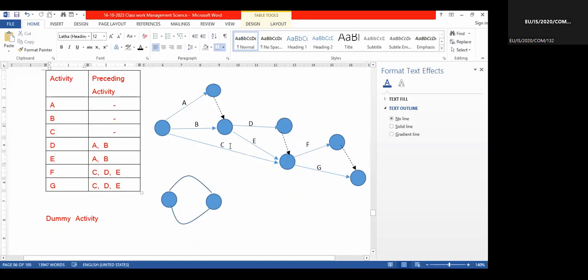And again, C, D, E, F also coming. C, D, E, G also coming. You can see carefully from C, D, E, G also coming. Again, I am using the third dummy here because basically these activities have to finish.